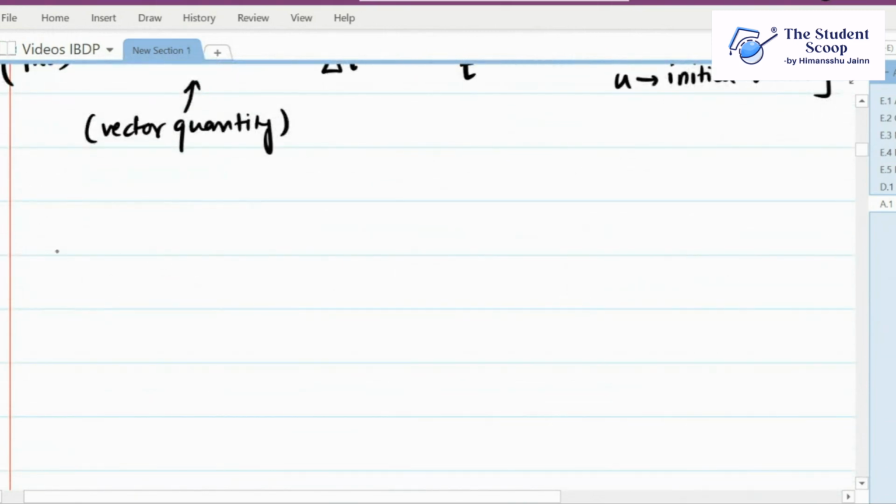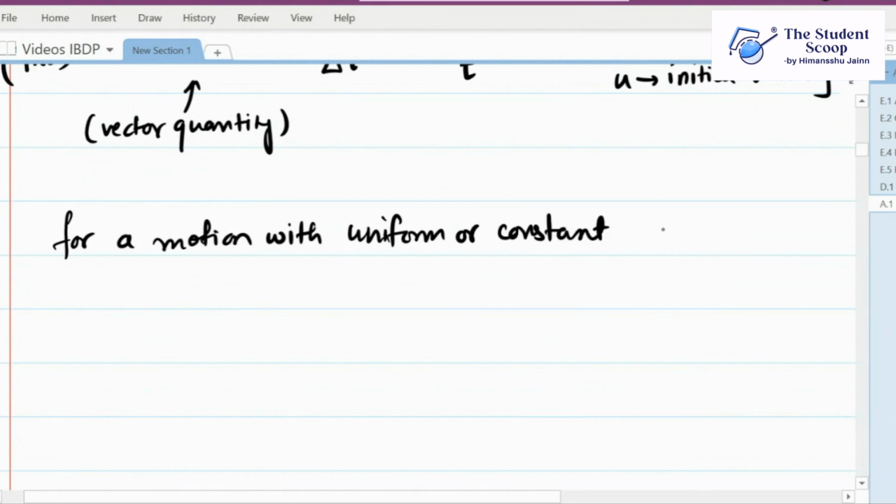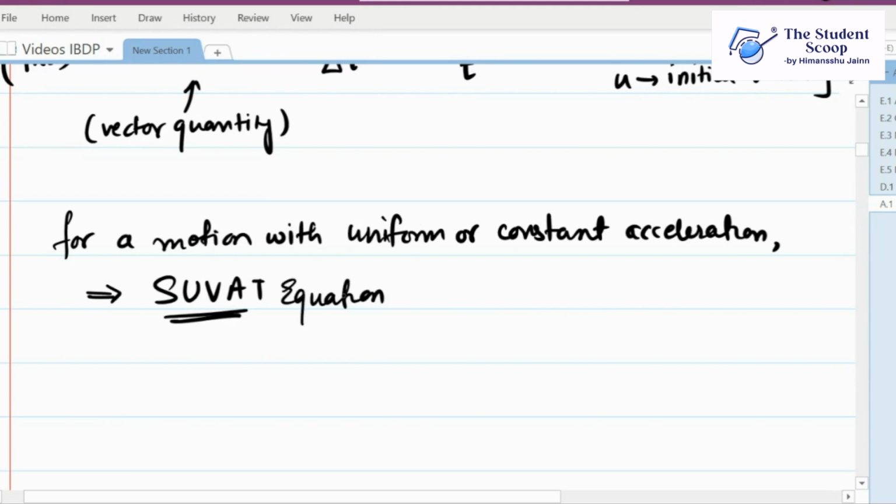Okay. So for the motion with a constant acceleration, or a motion with uniform or constant acceleration, any problem of the motion can be solved by using the equations of motion. Now, the existence of those equations can be learned if we explore some graphs, but for now, we can directly use those equations.